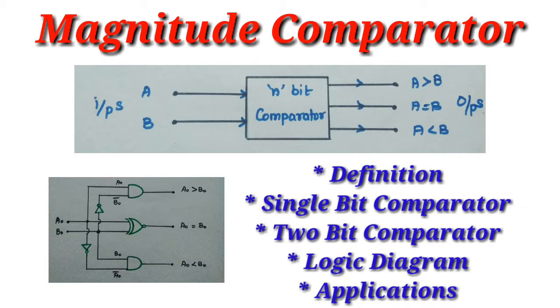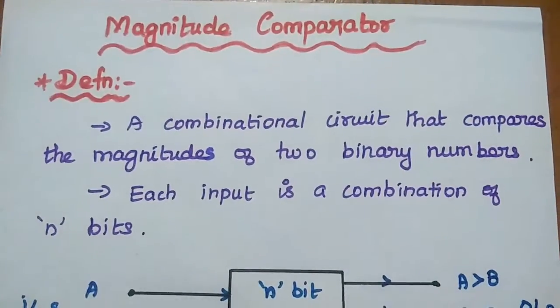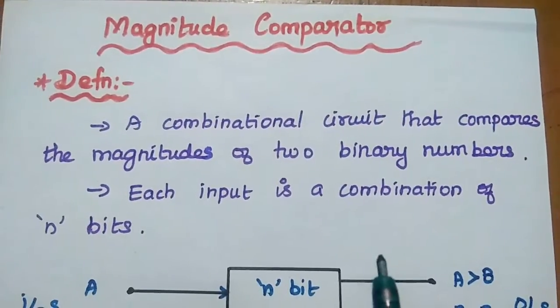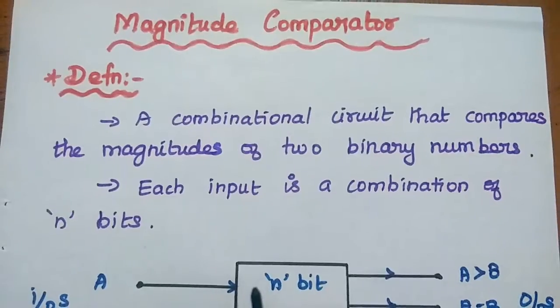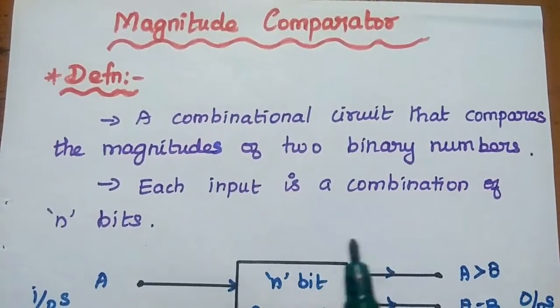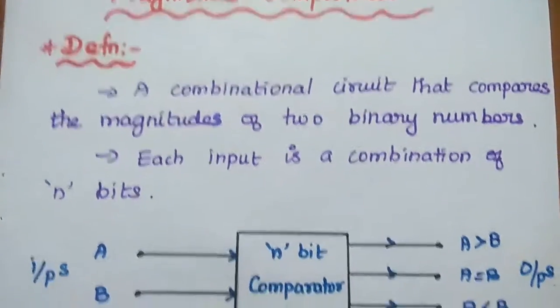Dear students, now we are going to discuss magnitude comparator logic diagram and its applications in detail. A combinational circuit that compares the magnitudes of two binary numbers is called a magnitude comparator. For comparison, we need to have two inputs. Each input is a combination of n bits.